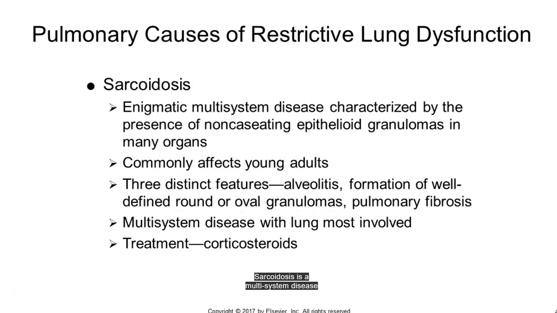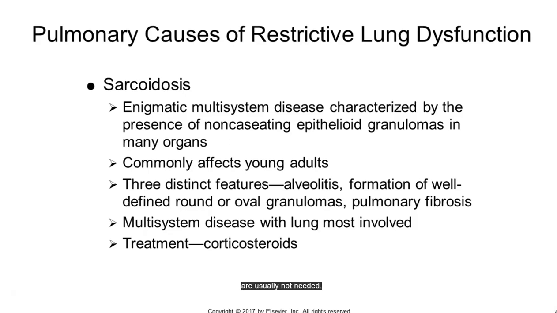Sarcoidosis is a multisystem disease characterized by non-caseating epithelioid granulomas in multiple organs and generally affects young adults. The distinct features that show up in the lungs include alveolitis, round or oval granulomas, and pulmonary fibrosis. Diagnosis is made with patient history and chest x-ray, showing bilateral hilar lymphadenopathy and diffuse infiltrates with interstitial reticulonodular patterns. Breath sounds usually have rales or occasional wheezing. PFTs will show a 20 to 30% decrease in volumes, capacities, flows, and DLCO.